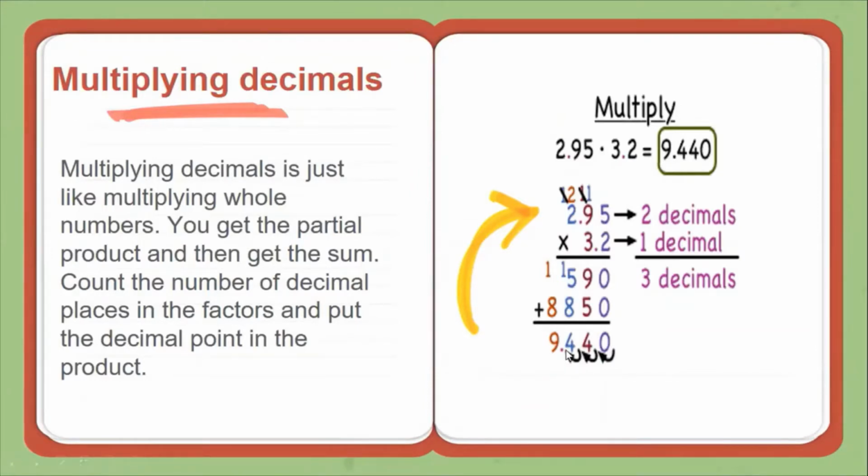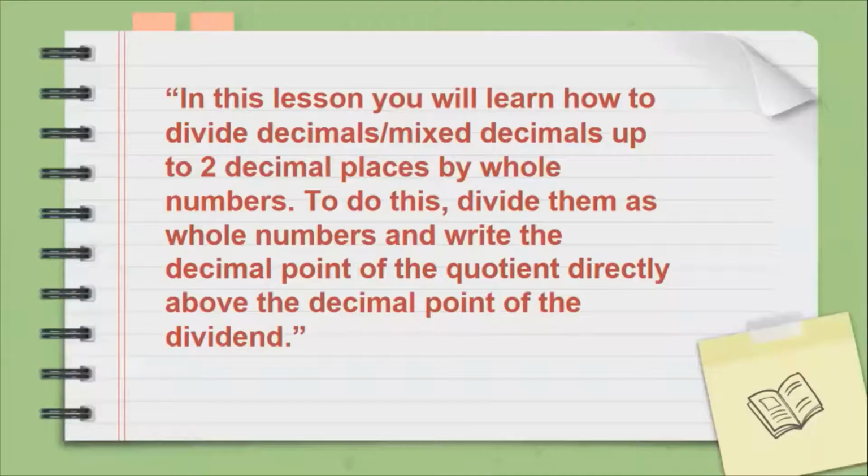And for our final answer, we have 9 and 440 thousandths. Okay, it's very easy. When we multiply decimals, just multiply our factors just like how we multiply whole numbers, and then just count our decimal places and put that in our product at the end. Okay, so this time, let us continue with our lesson for today.